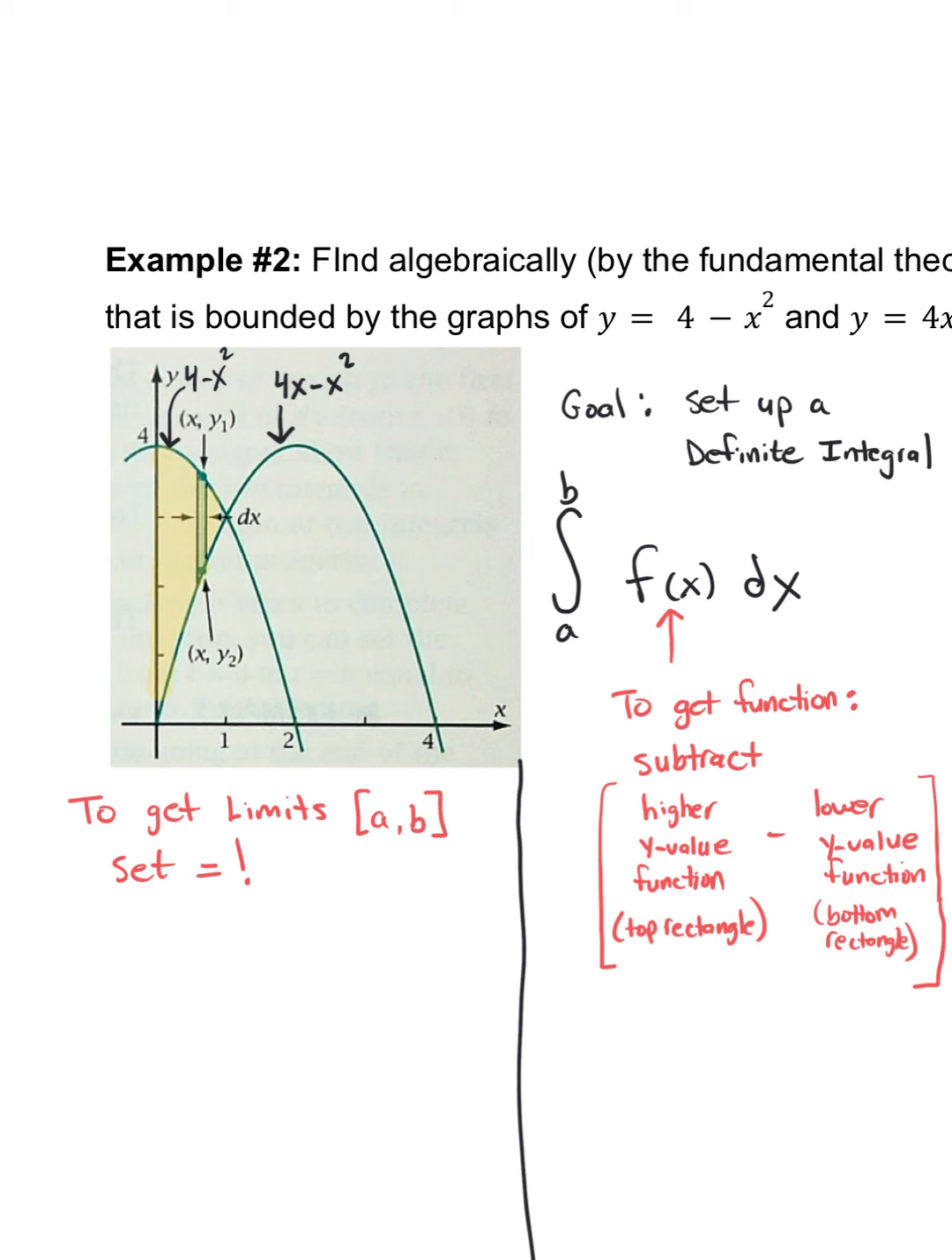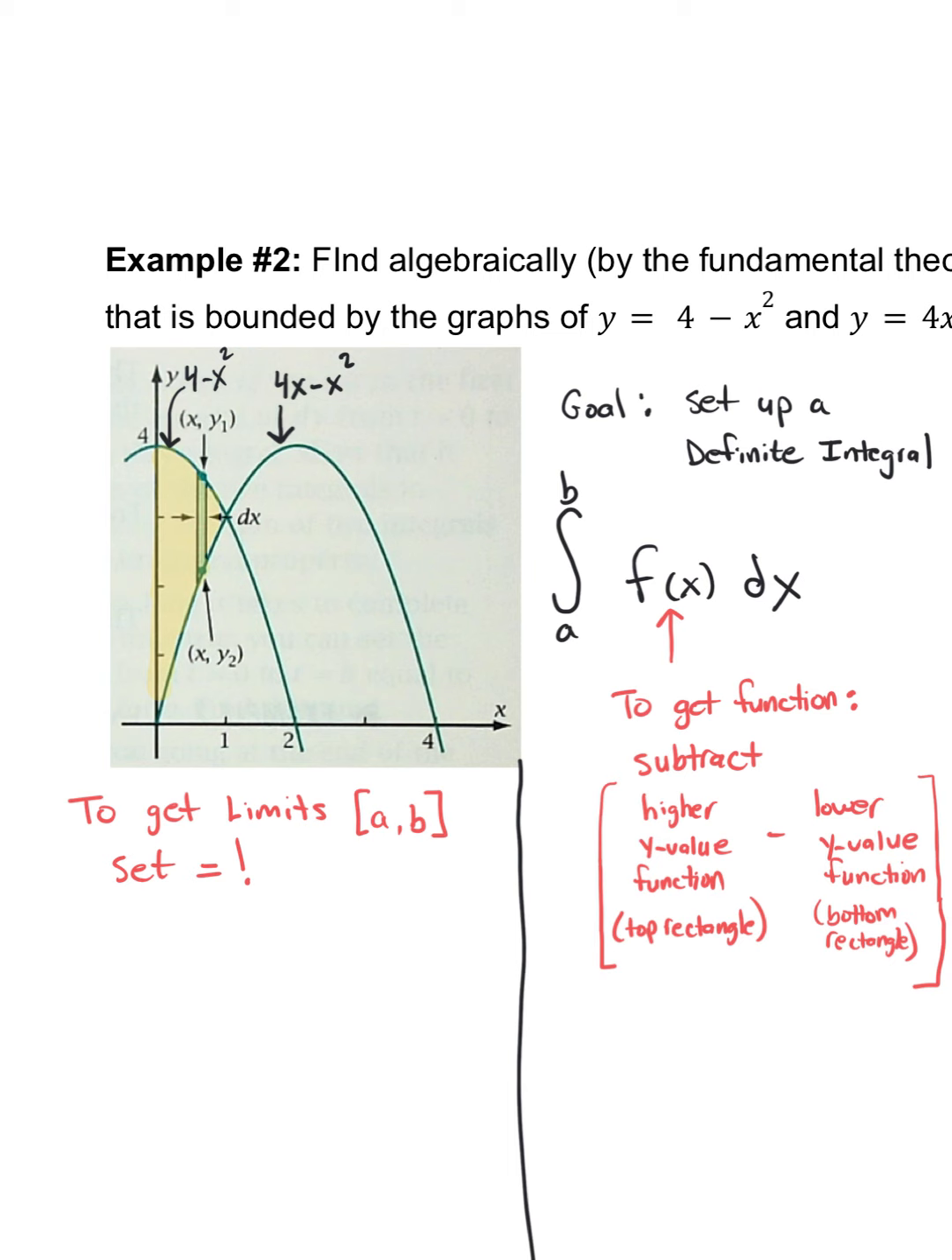Remember, we put in a rectangle that hits both functions, no matter where you put it. So I can put in a vertical rectangle anywhere in this shaded region, and it will hit both parabolas. I can't put in a horizontal one because I could put it way down here, and it would never hit this function. So vertical rectangle.